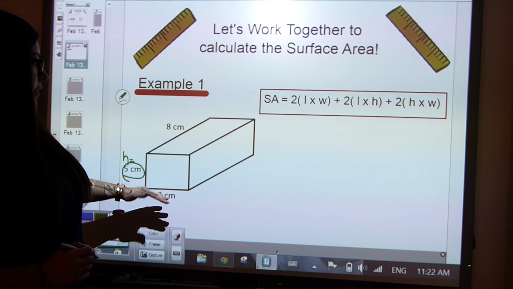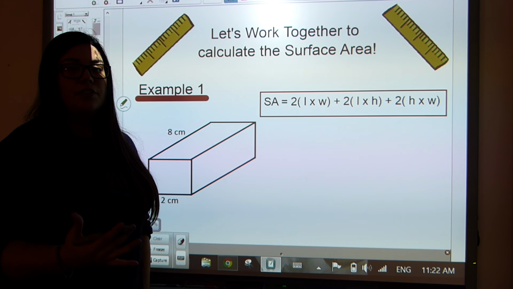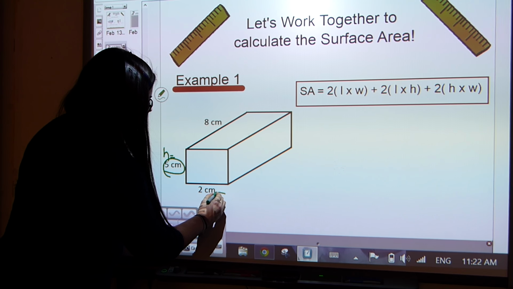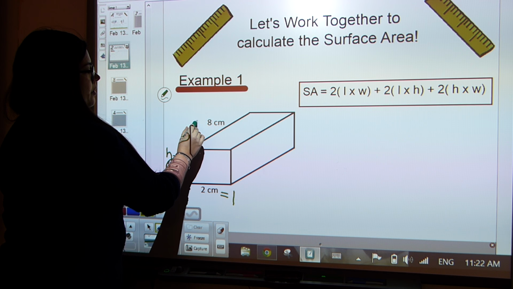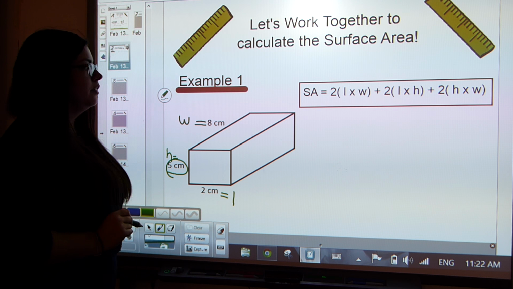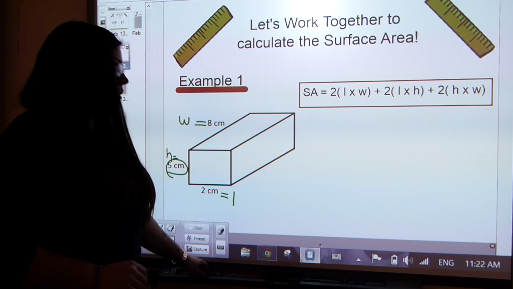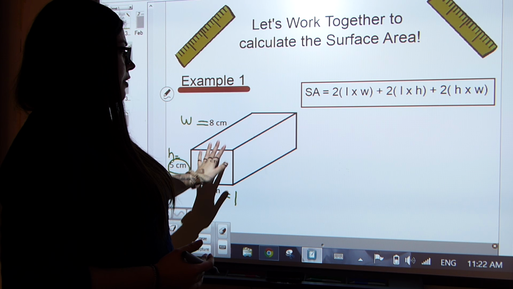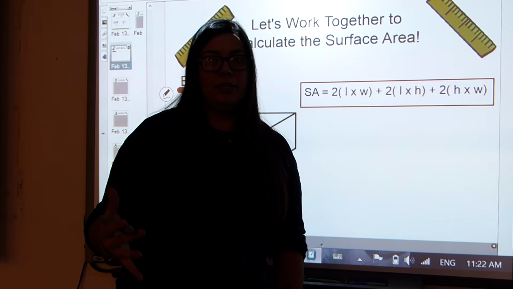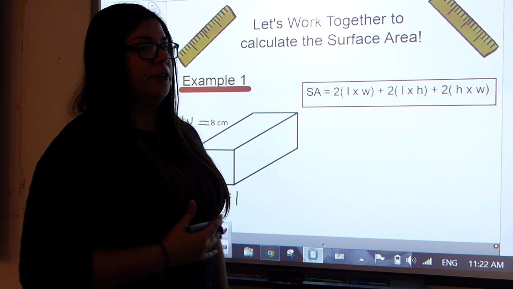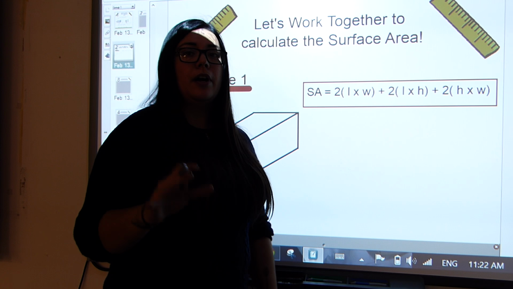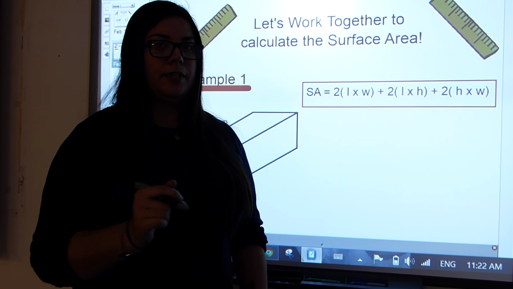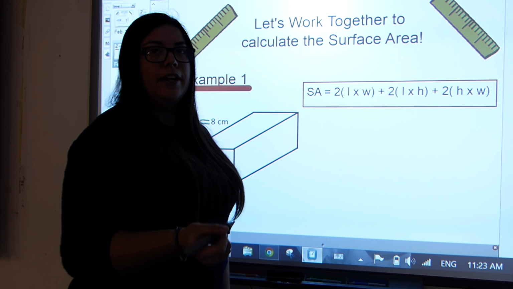Then we have width and length. This one you can change, it's interchangeable. So let's say for now our 2 centimeters is our length and our 8 centimeters is our width. Okay? So the next step, once you have your formula and you've labeled all of the rectangular prisms, you have to substitute your values back into the surface area formula. So let's go ahead and do that. If you want to pause it and come back to make sure that your answers are good, this is where you pause. Okay? So let's go ahead and substitute.